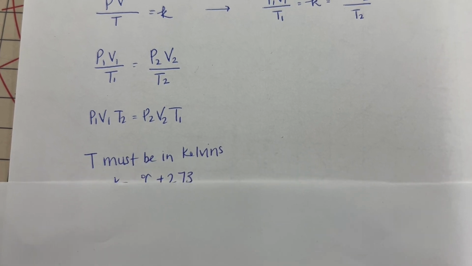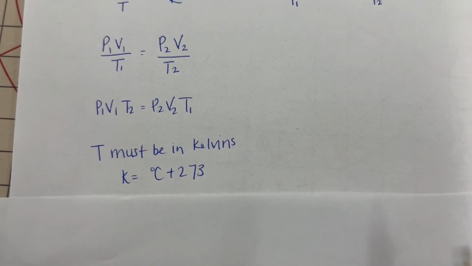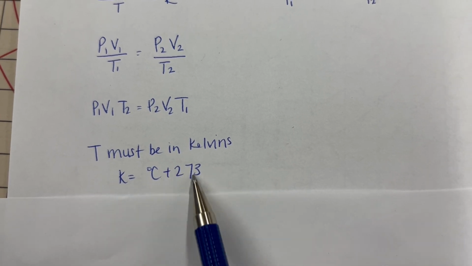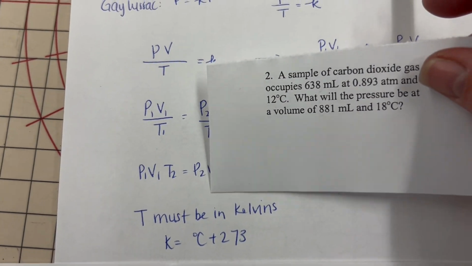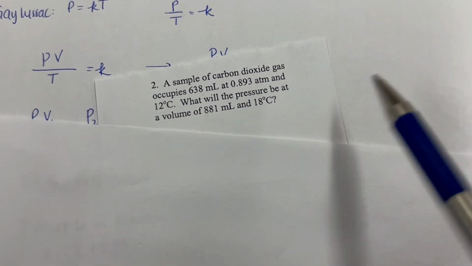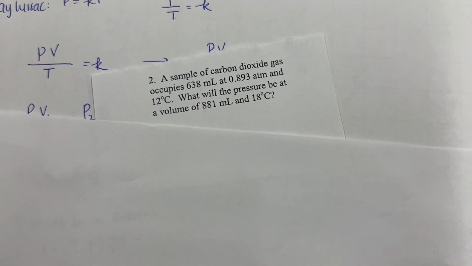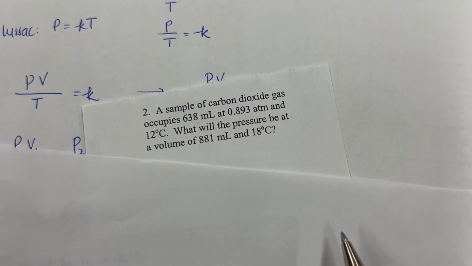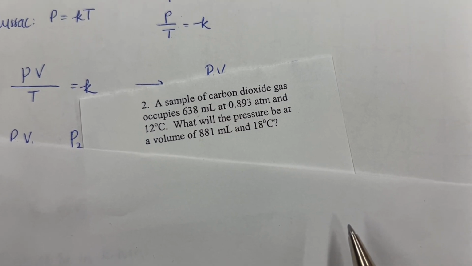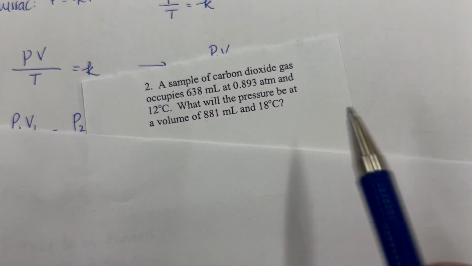It is important to remember, since we're dealing with temperature, your temperature has to be in kelvins. So if you're given degrees Celsius, make sure to add 273. Let's look at an example problem. It says a sample of carbon dioxide gas occupies 638 milliliters at 0.893 atm and 12 degrees Celsius. What will the pressure be at a volume of 881 milliliters and 18 degrees Celsius?